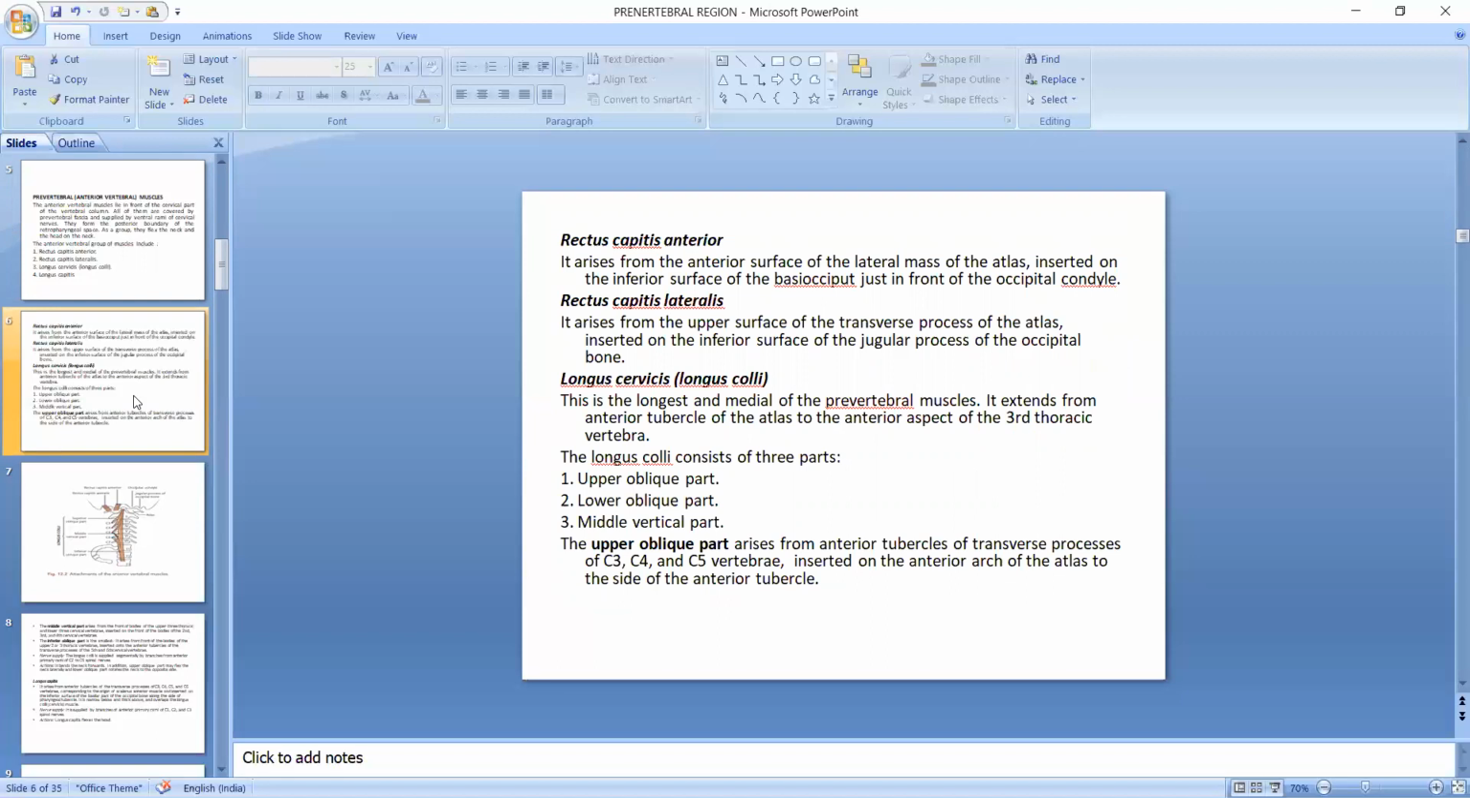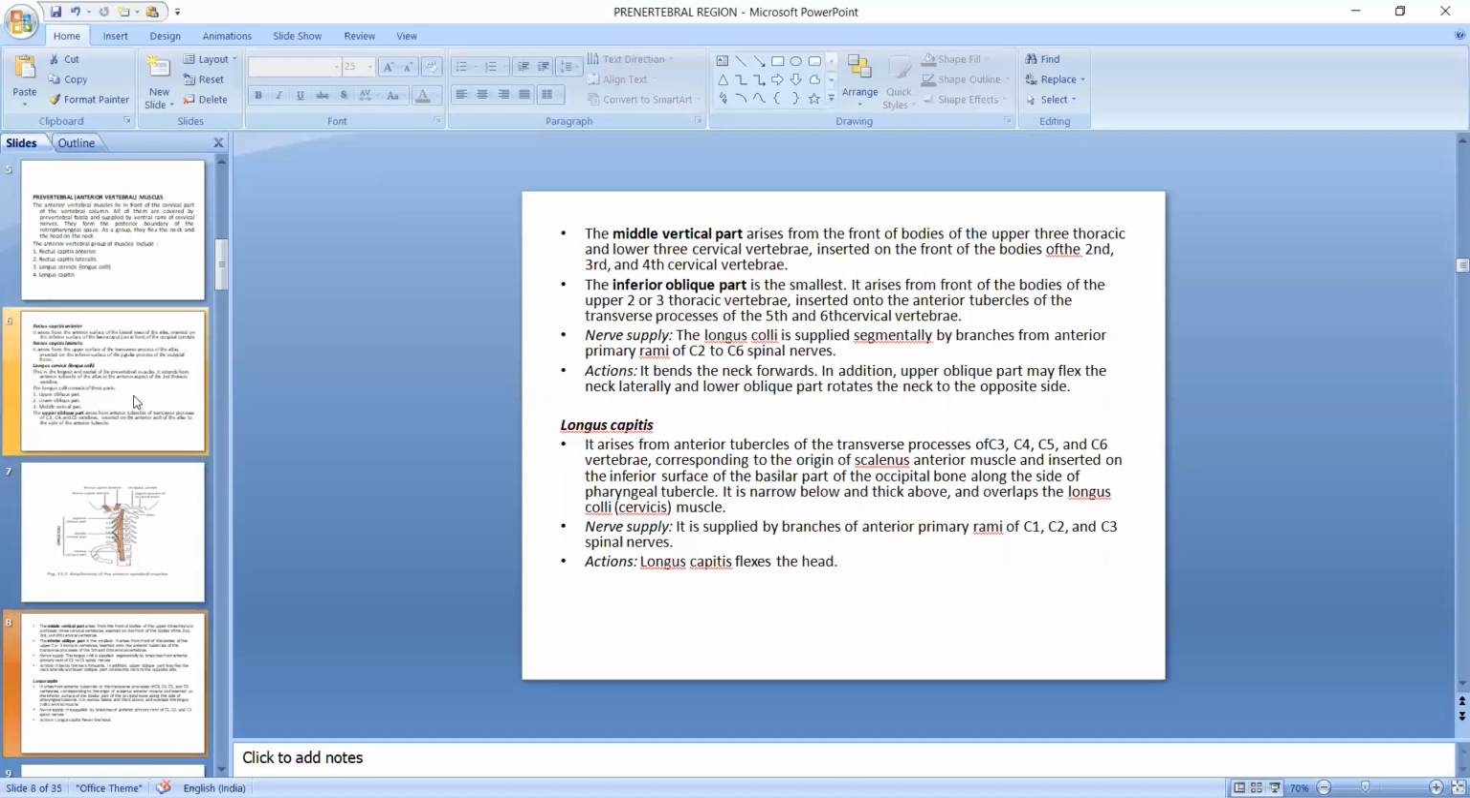Longus cervicis, this is the longest and medial of the prevertebral muscle. It extends from the anterior tubercle of the atlas to the anterior aspect of the third thoracic vertebra. The longus colli consists of three parts: upper oblique part, lower oblique part, and the middle vertical part. Upper oblique part arises from anterior tubercles of the transverse processes of C3, C4, C5 vertebra and is inserted on the anterior arch of the atlas to the side of anterior tubercle.